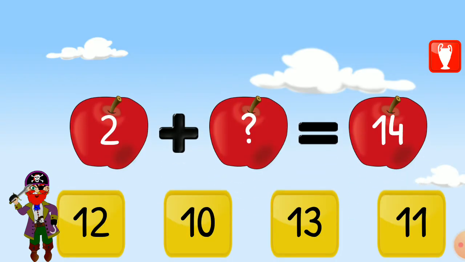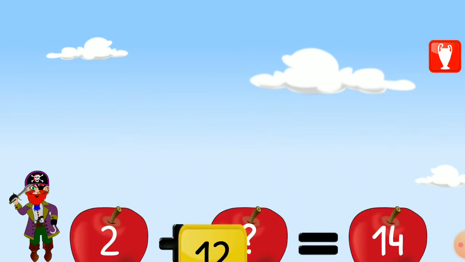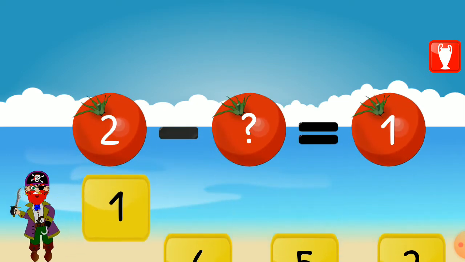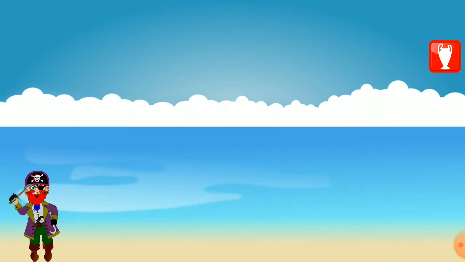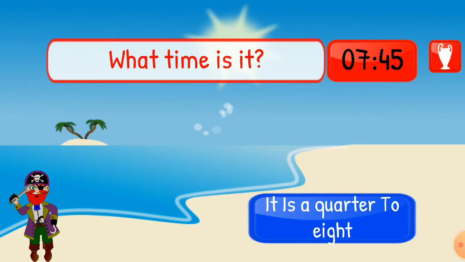2 plus dash equals to 14. 12. 2 plus 12 equals to 14. Fantastic. 2 minus dash equals to 1. 2 minus 1 equals to 1. Fantastic. What time is it? 7:45. It's 8:15. Yes.